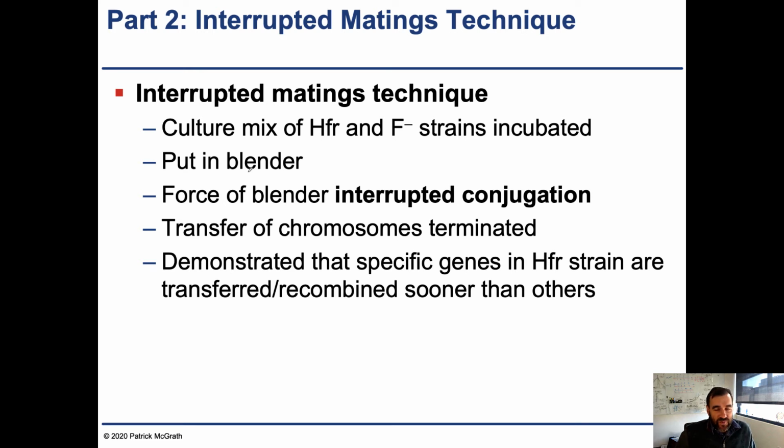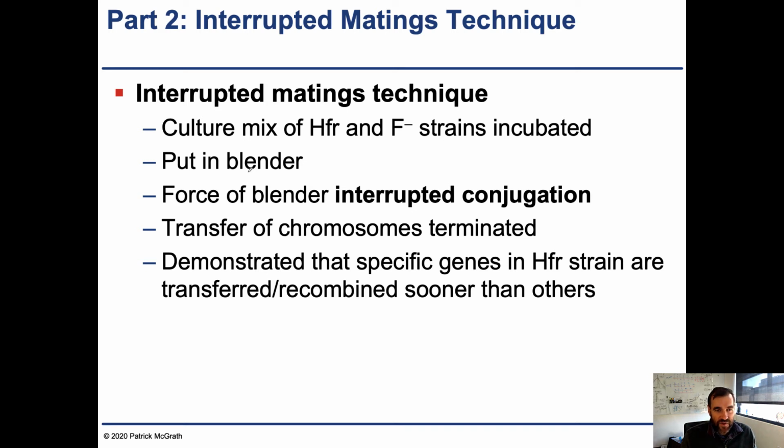Okay, so experimenters have spent time using this process in order to map the order of genes on bacterial chromosomes. So this was very important early on to demonstrate, for example, that the E. coli genome was circular, and it was also very important for determining the relative order of genes on the chromosome.